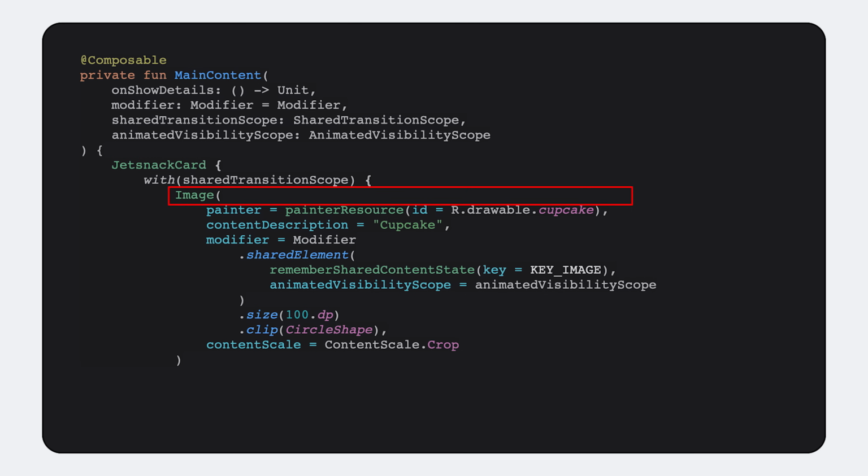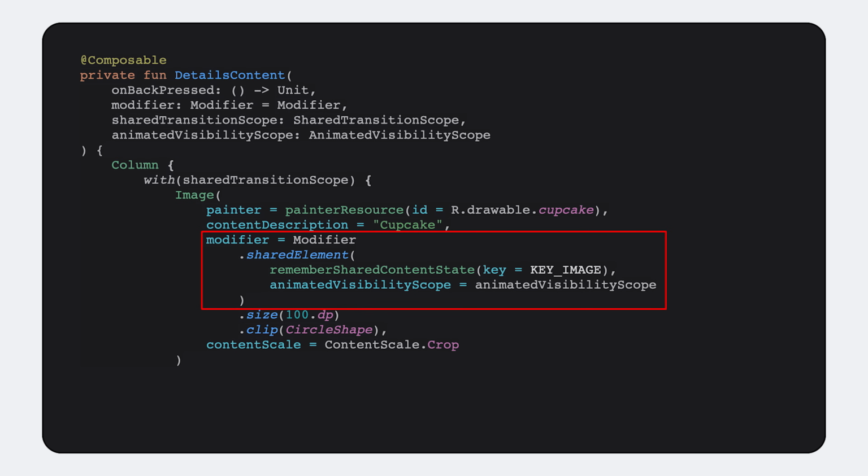Let's start with the image element first. This is going to be the first element that we share between the two states. In each of the main content and details content composables, we find the matching image composables, and we add Modifier.sharedElement onto each matching item, passing the animated visibility scope and using with shared transition scope to ensure that we have access to this shared element modifier. We also pass in a unique key for the item. You can pass in a data class here, as long as it's unique, which usually means adding an ID if it's within a list. We also add the same modifier onto the matching details content image composable.